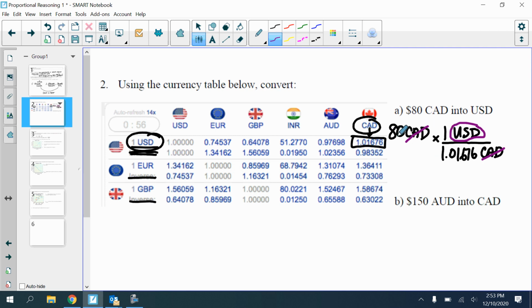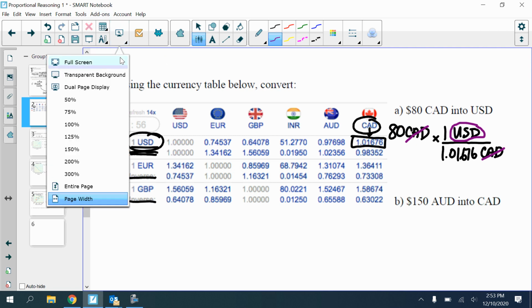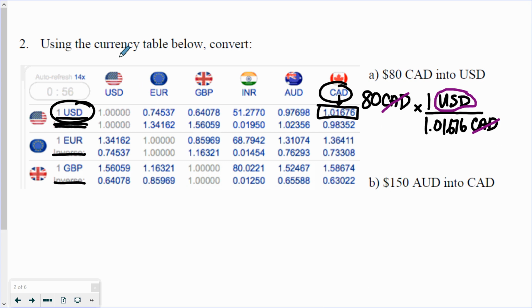So I'm going to go 80 multiplied by 1, still 80, and then from there I would divide that by 1.01676, and so 80 Canadian dollars is actually equal to 78.68 US dollars. So we needed to use that conversion table in order to figure out the value of 80 Canadian dollars.